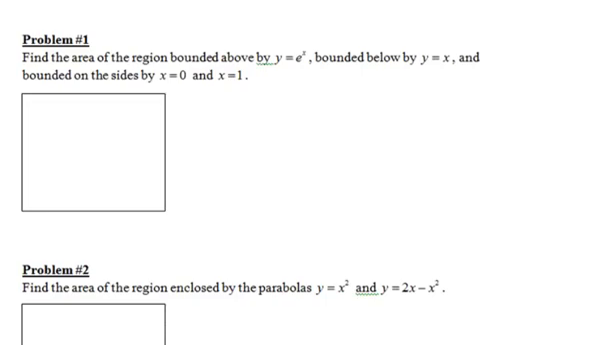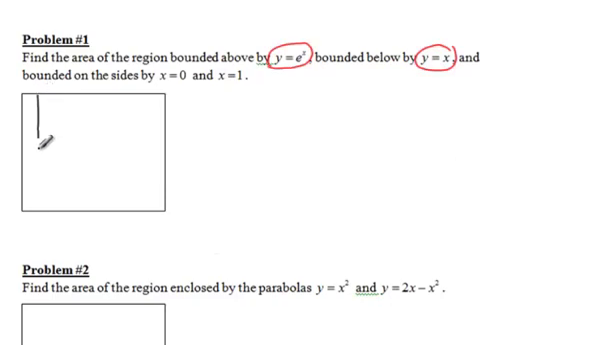But I want you to also use your graphing calculator to look at the graphs of these problems as we go. So for the first problem, we want to find the area of the region bounded above by the graph y equals e to the x, so put that in your calculator, and below by the graph y equals x. So put that in your calculator as well. And we want the area bounded on the sides by x equals 0 and x equals 1.